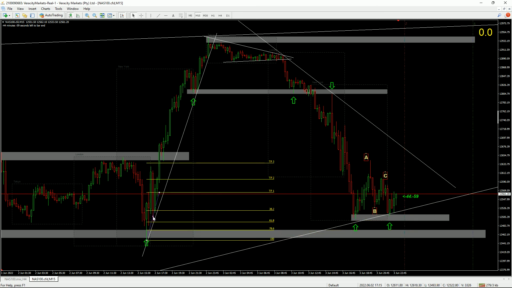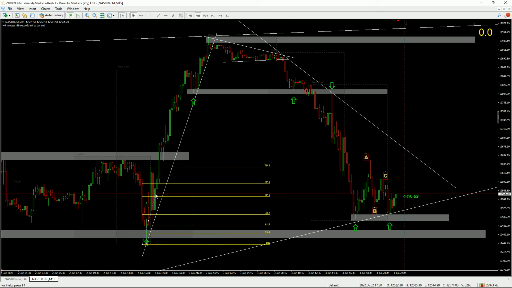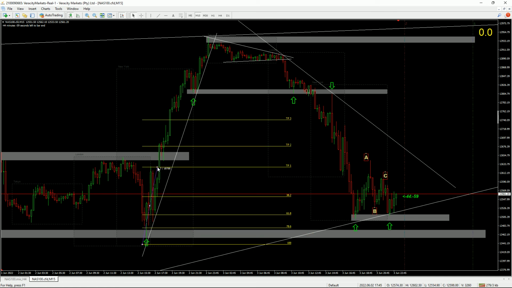Look at this area here. Let's see what we have here. Look at the 61.8. This is the 61.8. Check the A. Where's my B? This is my B. Look at the C, guys. Do you see the C?